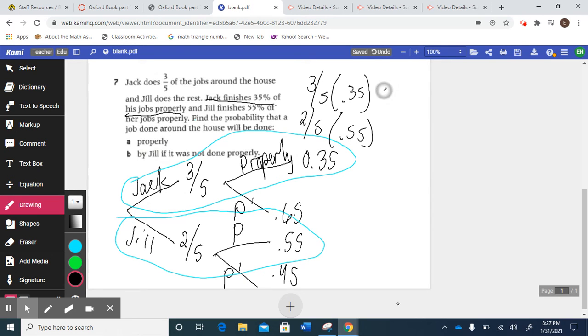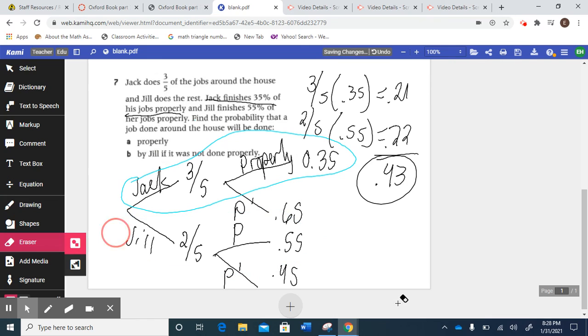So for Jack, we have 0.21. For Jill, we have 0.22. Add them together, we have 0.43. So that is a properly done job. Would be 43% or 0.43. So now we're going to answer the next one.